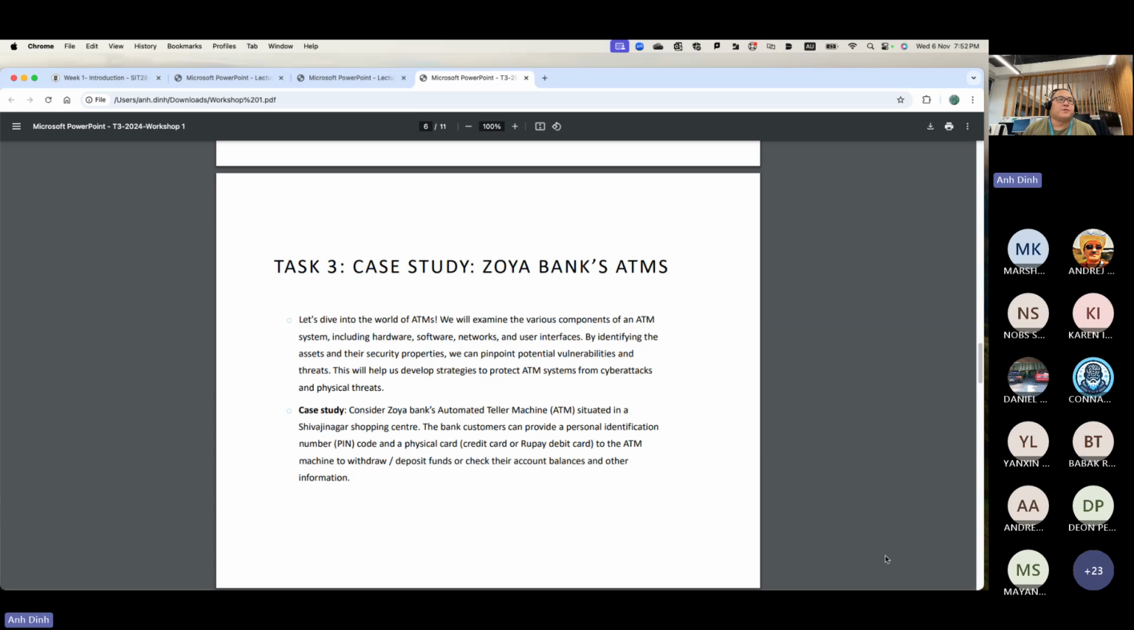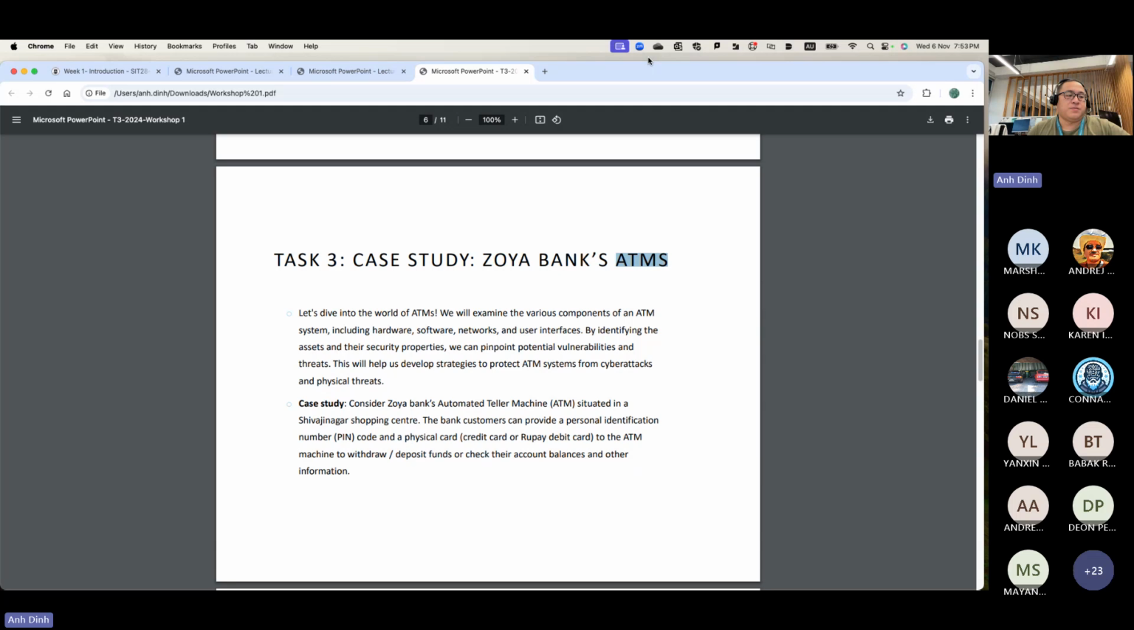Okay. So this week's case study is about ATM, right? I think many of us used ATMs a lot until many years ago. I think many people are not using the ATMs these days, where we have all the cashless payment, but the ATM is still there, and we will take a look at the security of the ATM system.